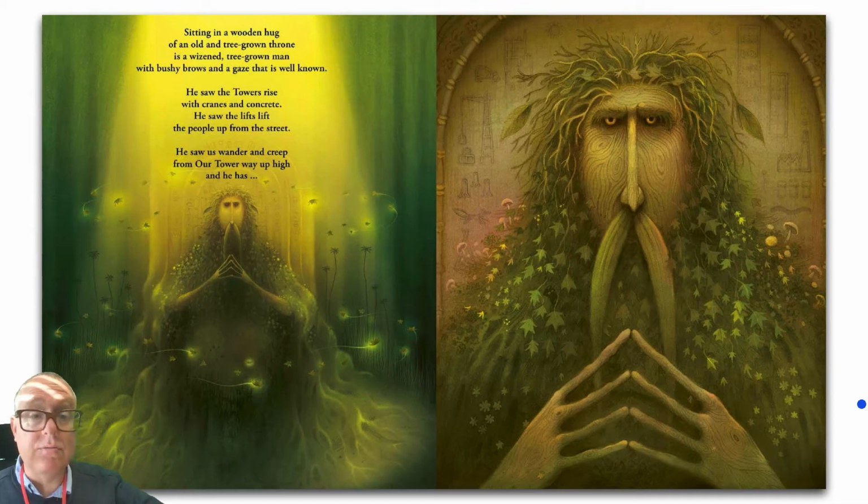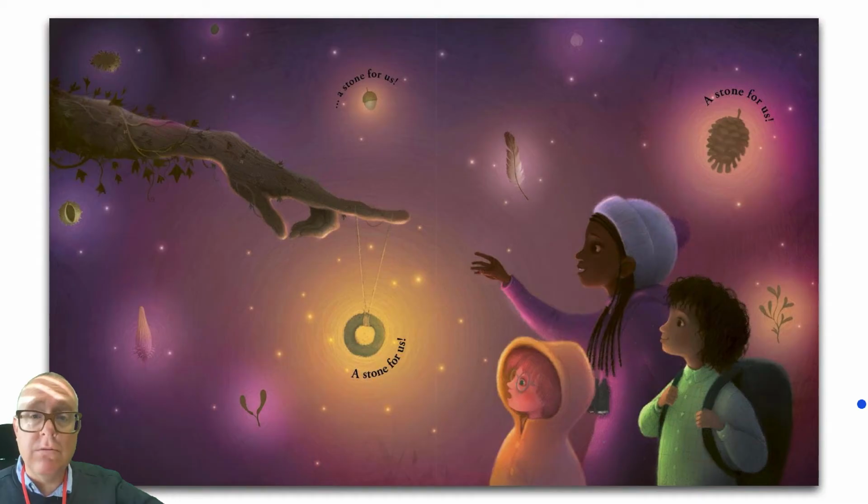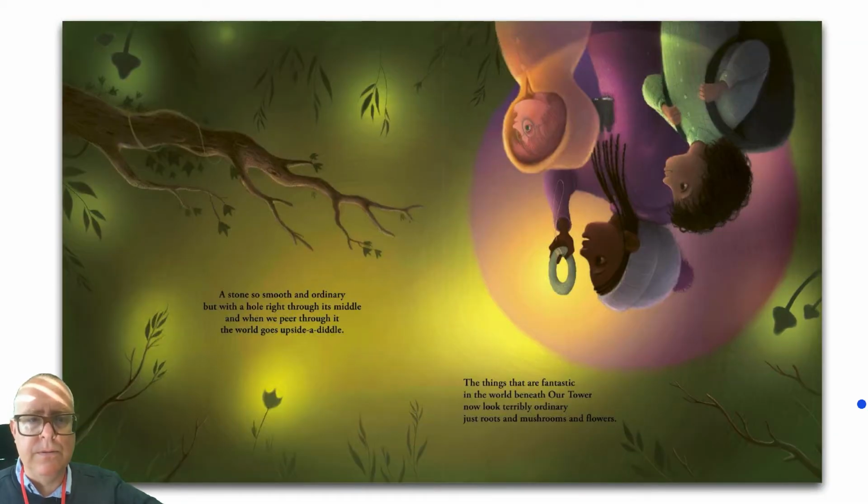He saw the towers rise with cranes and concrete. He saw the lifts lift the people up from the street. He saw us wander and creep from our tower way up high, and he has a stone for us. A stone for us. A stone so smooth and ordinary, but with a hole right through its middle.